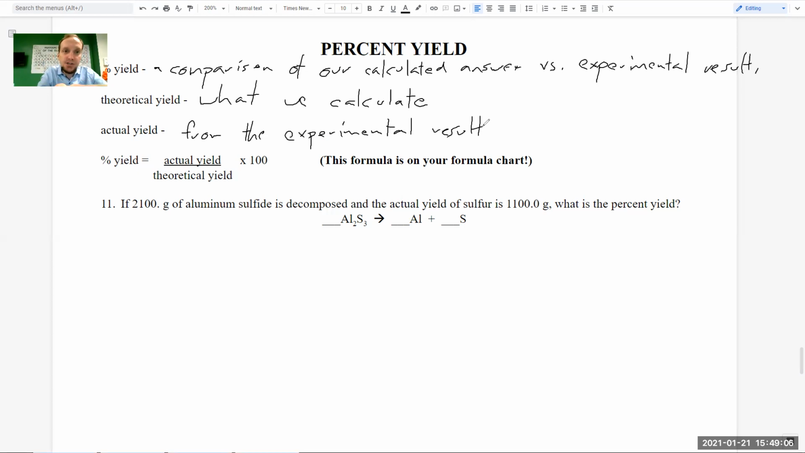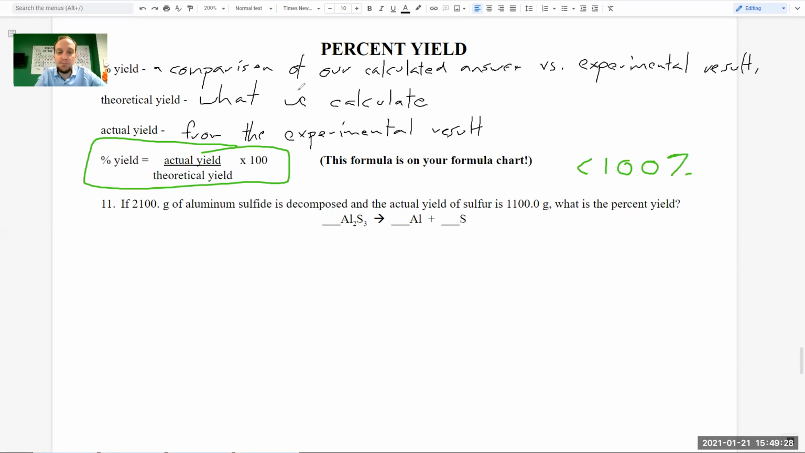So the calculation itself is quite simple. You'll see it right here on your screen. We basically take the actual, which is from the experiment, divided by the theoretical, which is from your calculation, multiply by 100, and you get a percentage. Now, what you need to know is that it will always be less than 100%.